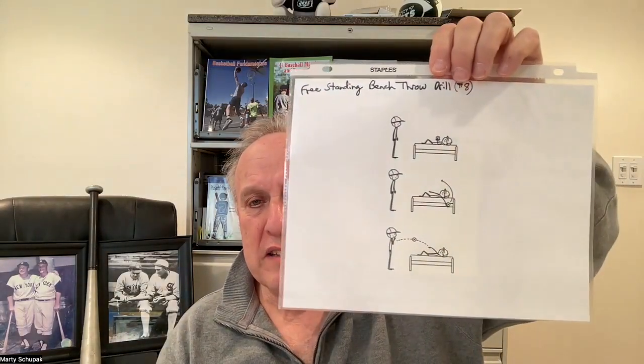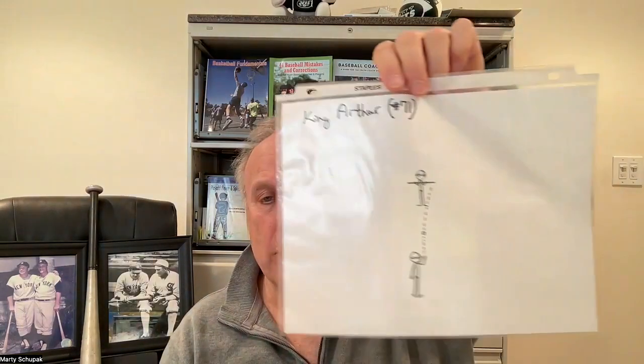The 3 drill stations I use here, and I'll get back to them, is one, it's called the turn drill. One is called the freestanding bench throw drill. And one is called King Arthur. Now, if you have 12 players, you have enough assistant coaches, you could actually double up on some of these drills. Let me go through each one.